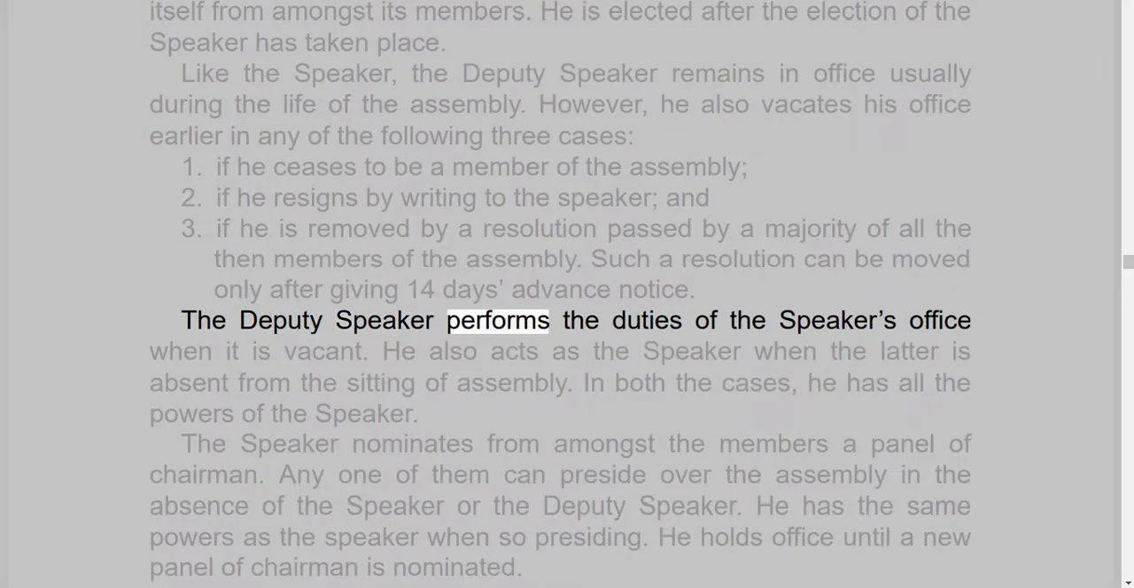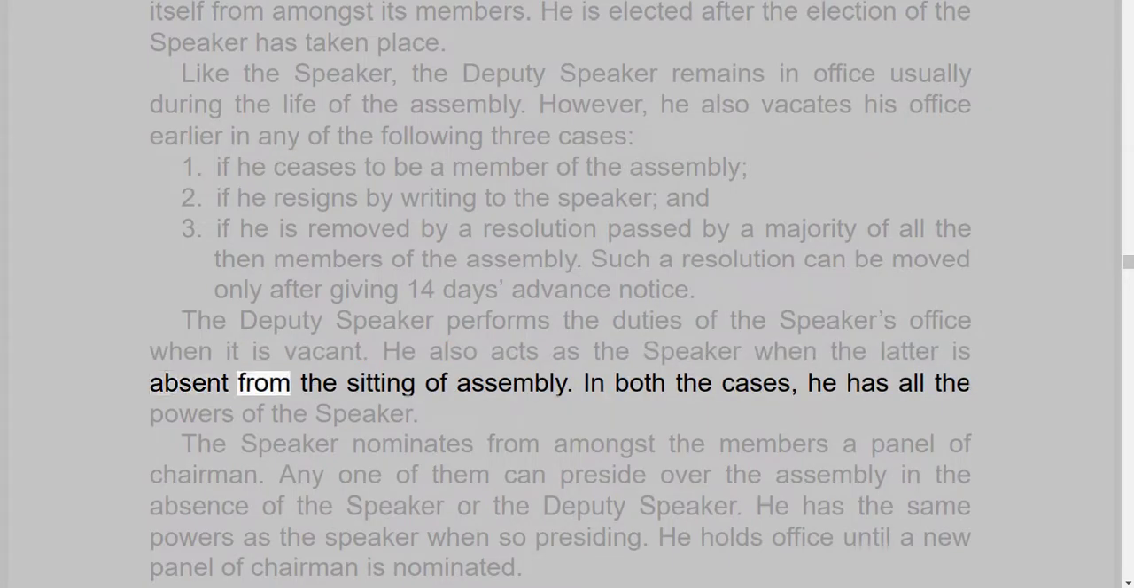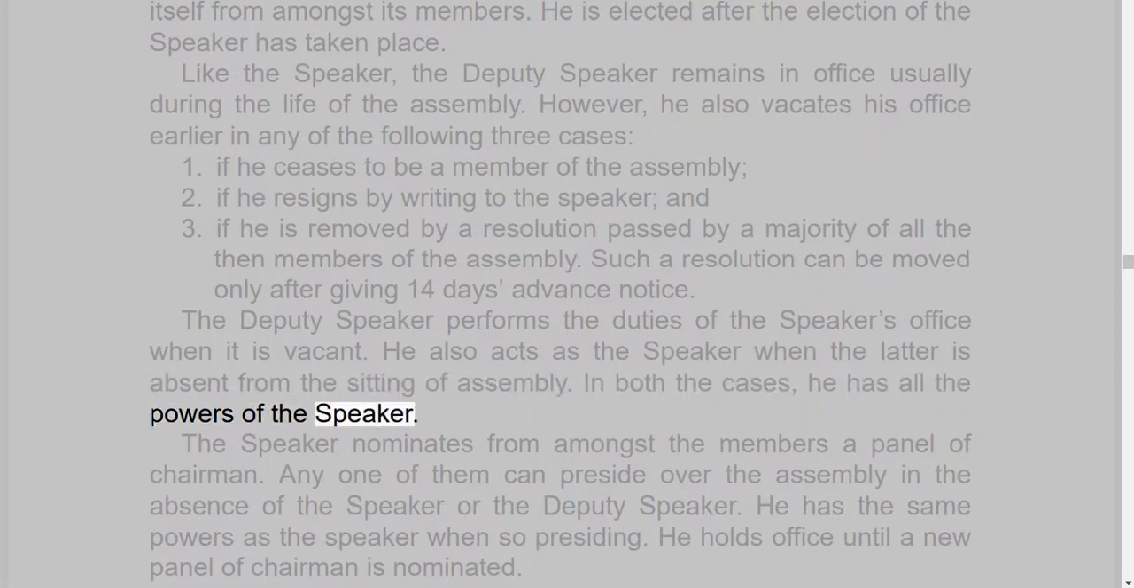The Deputy Speaker performs the duties of the Speaker's office when it is vacant. He also acts as the Speaker when the latter is absent from the sitting of Assembly. In both the cases, he has all the powers of the Speaker.